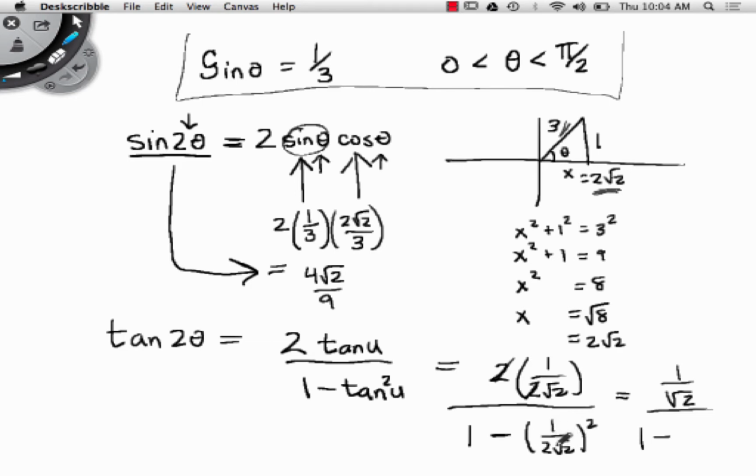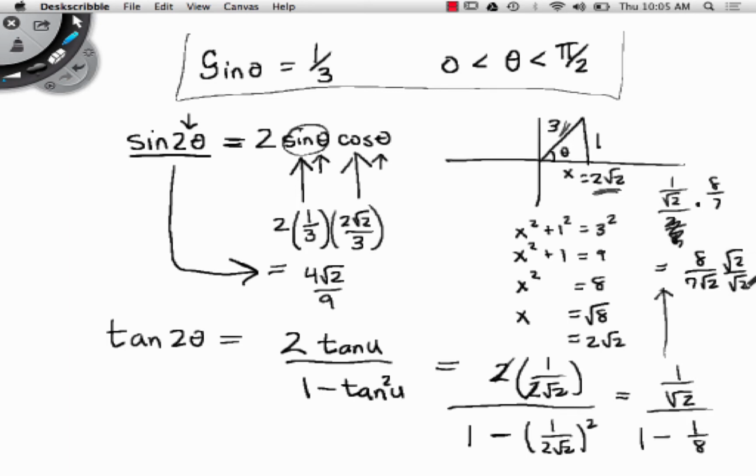Now, you can't see it because it's at the bottom of the board. This is 2 square roots of 2, squared. What is 2 square roots of 2 squared? 8. So this is 1 over 8. Now 1 minus an eighth is 7/8. So this becomes 1 over the square root of 2 over 7/8. Reciprocate: 8 over 7 square roots of 2, and now rationalize.